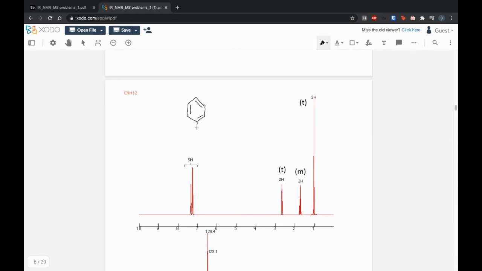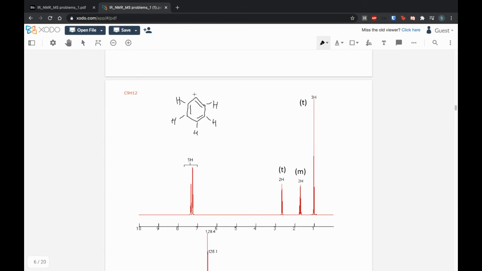And then we have 5 hydrogens right here. So 1, 2, 3, 4, and again we don't have any oxygens. Because we already have a huge chunk of our structure, we have to take into account what's left. So I have a triplet, a multiplet, 2 hydrogens, and a methyl group.